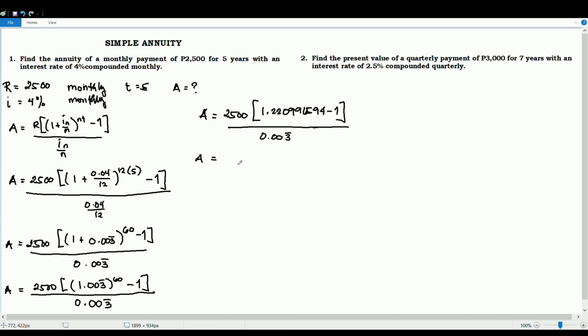And multiplying the numerators, we have 552 pesos and 4914849 to be divided by 0.003. Okay, dividing these numbers, it gives us 165,747.45. So the annuity or the future value of example number 1 is equal to 165,747 and 45 hundredths. Now let's proceed to item number 2.